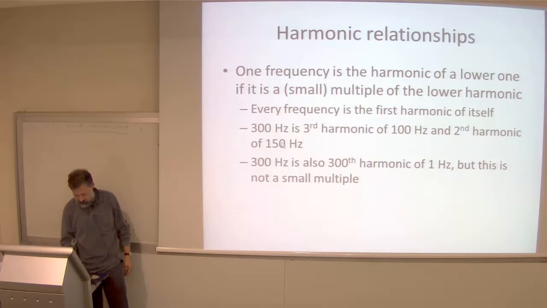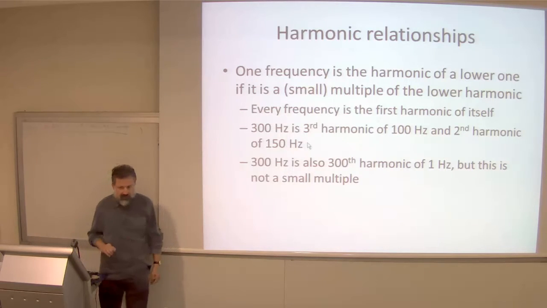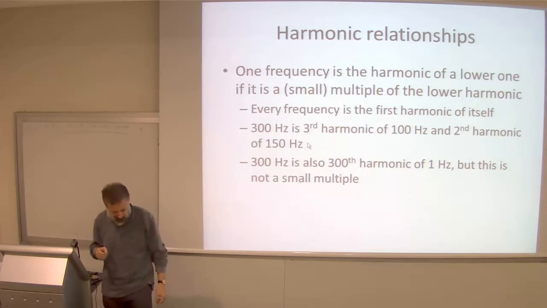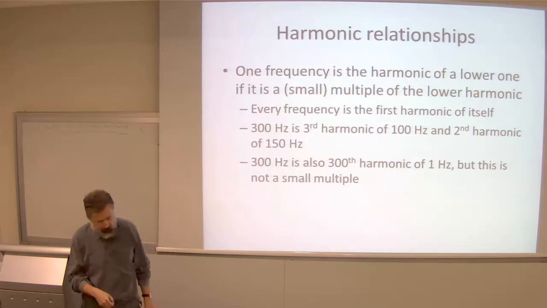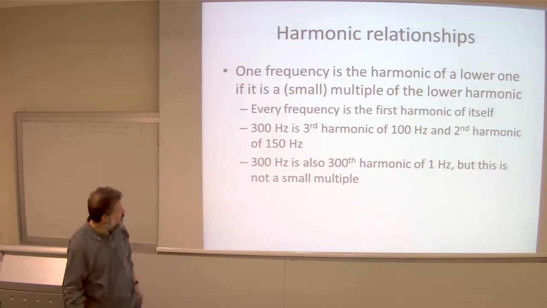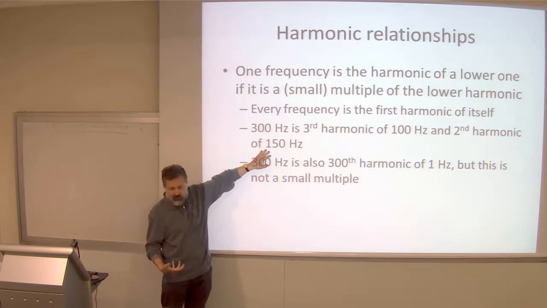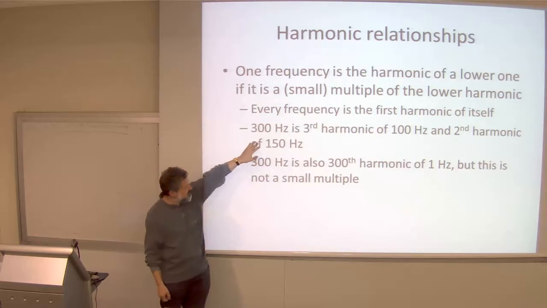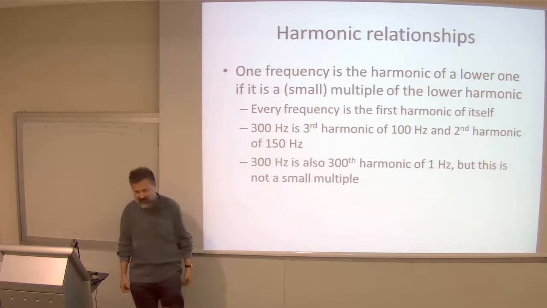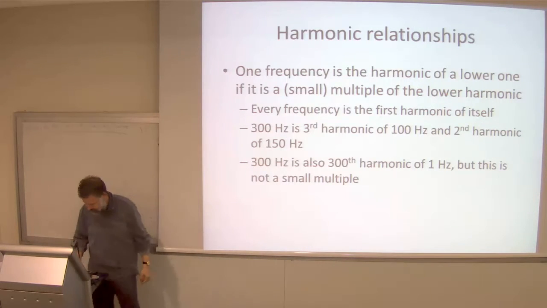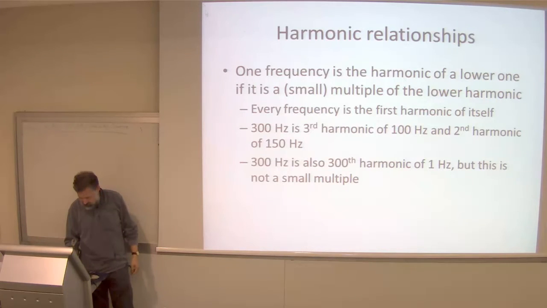There's an issue of terminology here. Musicologists sometimes use the term overtone. So 300 is the first overtone of 150 hertz, but it's the second harmonic of 150 hertz. 150 hertz is the first harmonic of 150 hertz. Now, note that I said it should be a small multiple of the lower frequency, because 300 hertz is also the 300th harmonic of 1 hertz. But this doesn't count.